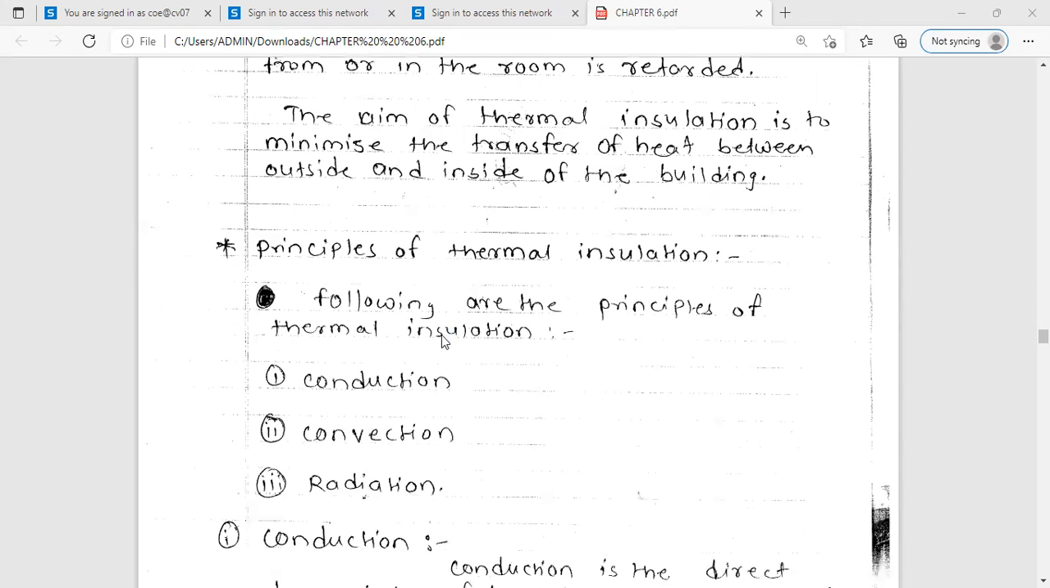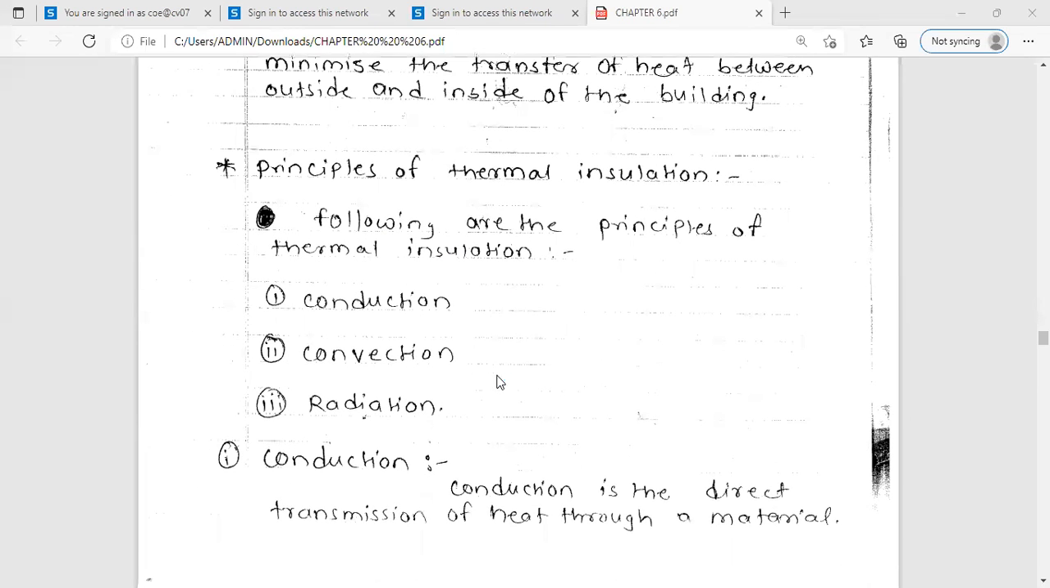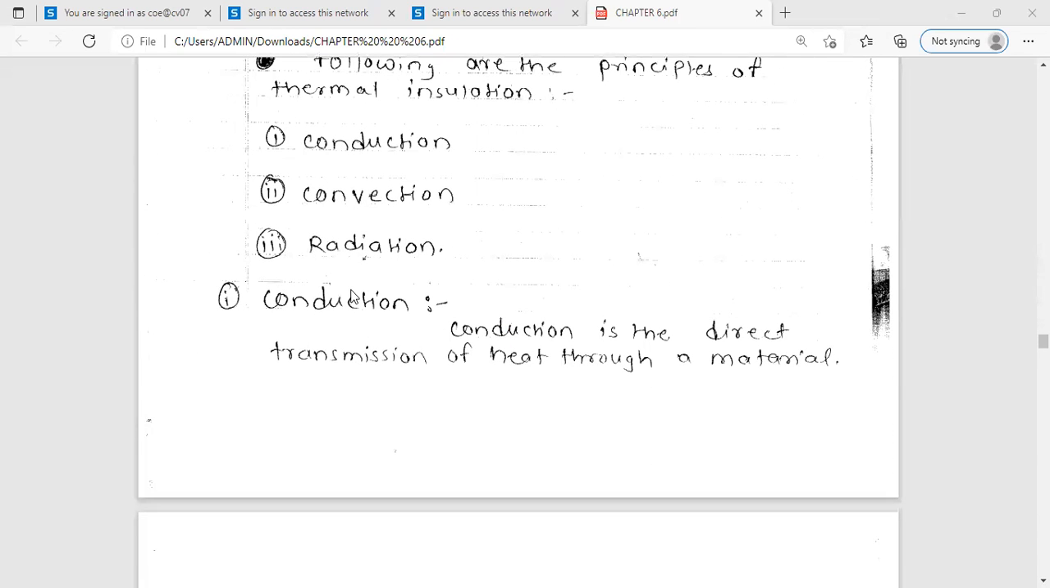There are three principles of thermal insulation. The first one is conduction, the second one is convection, and the third one is radiation. Here the first principle is conduction. Conduction is when there is direct transmission of heat through the material, then we can say it is conduction.